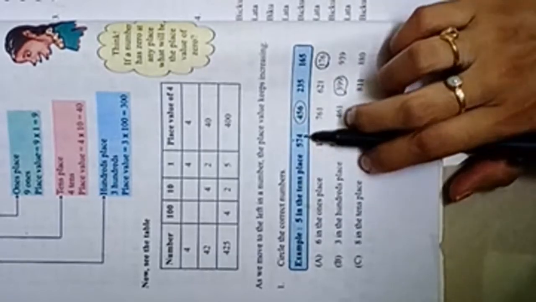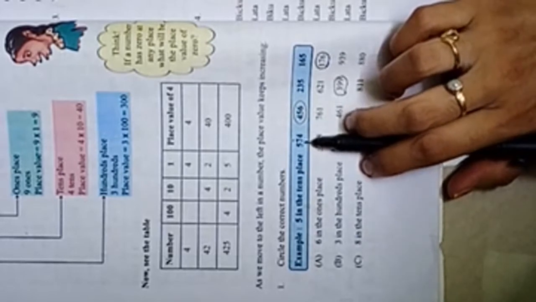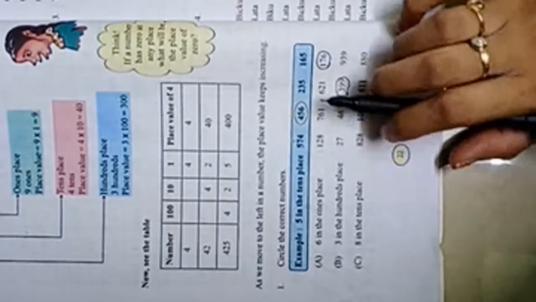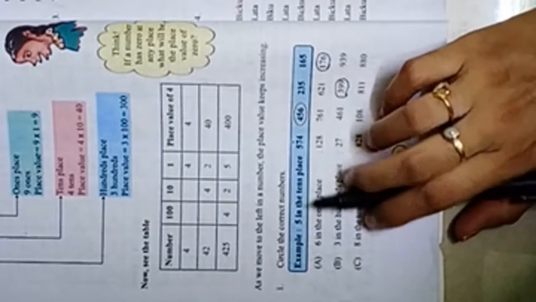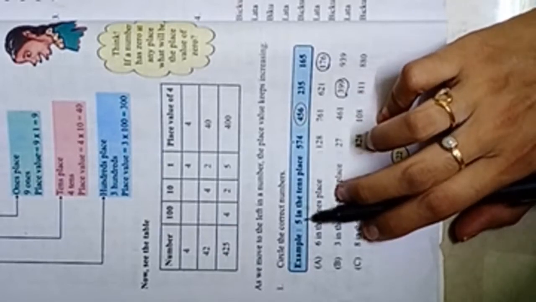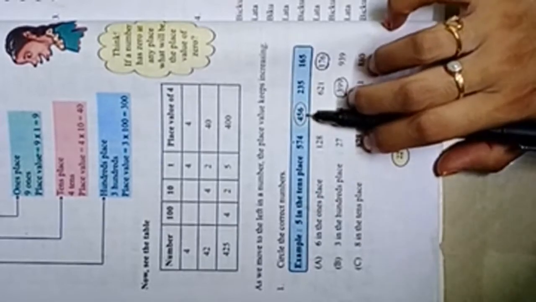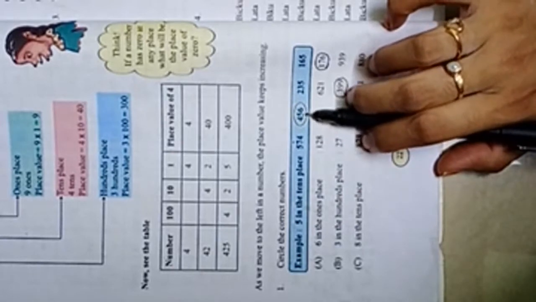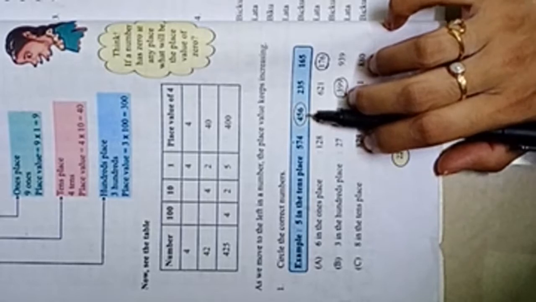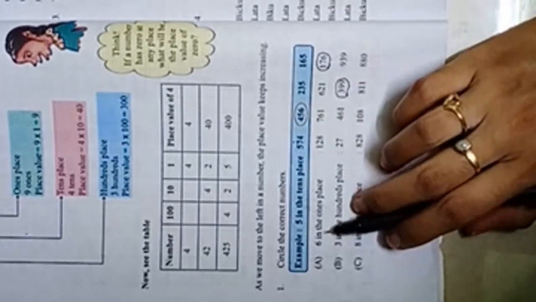Now, here, this is the last number. 4 is in 1's place, 7 is in 10's place, 5 is in 100's place. But he is asking only 10's place number that it should have 5. So here 456, 6 is in 1's place, 5 is in 10's place. So this is the right answer. He already circled it. Okay, now we will go to the next question.